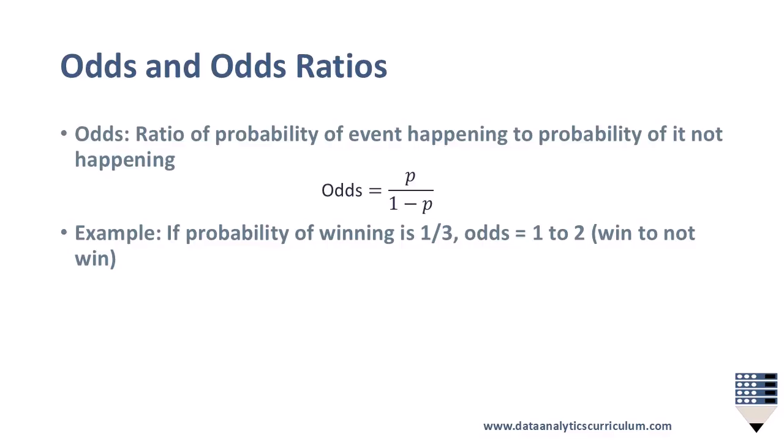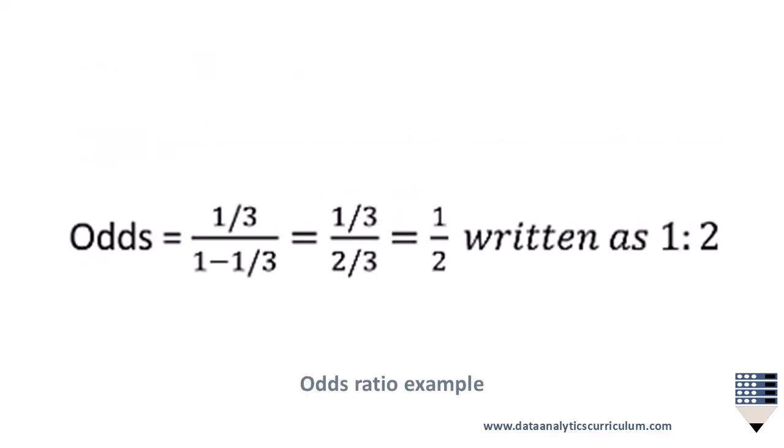Odds and odds ratios. To understand how logistic regression works, we first need to talk about odds. The odds of something happening are the ratio of the probability it happens to the probability it does not happen. For example, if the probability of winning is 1/3, the probability of not winning is 2/3. So the odds are 1 to 2, meaning 1 win for every 2 losses. An odds ratio compares two odds, for instance, the odds of success in one group versus another.